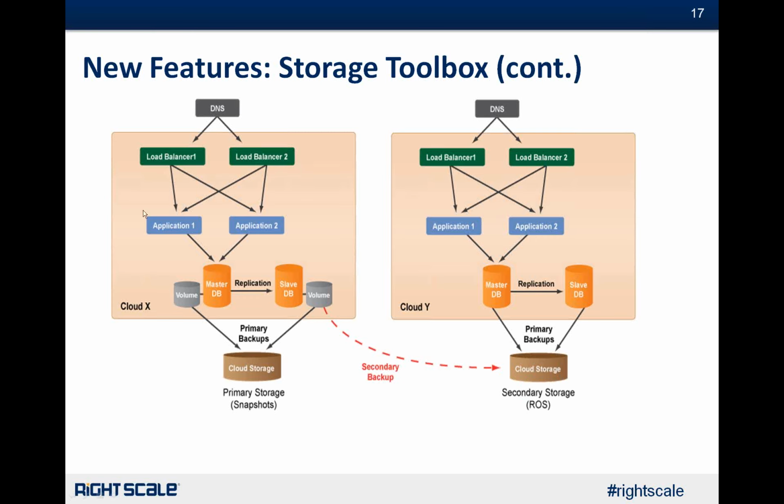In the event that Cloud X goes down, you don't have access to those volumes anymore. They're just stuck with the cloud, and you've got to wait for that cloud to figure out what's going on and get it back up. In the meantime, if your secondary backups are available, you can take the exact same server templates, just select a different cloud, launch them, do a secondary restore, and you can get back up and running in another cloud, change your DNS records to point to your new load balancers, and be up and running while Cloud X is still down. So it's some pretty powerful stuff.